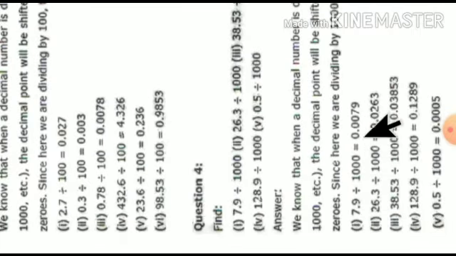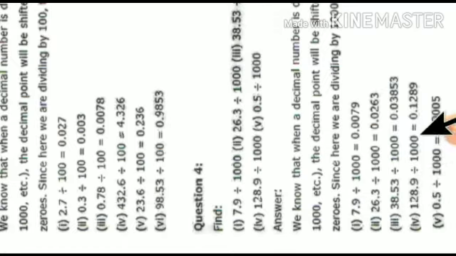7.9 divided by 1000 equal to, now this decimal will shift to the left side by 3 digits. Here 1 digit is already there. We want 2 digits more. So we will put 2 zeros. So 0.0079. 26.3 divided by 1000 equal to, here also 2 digits are given. We want 1 more digit. So 0.0263. Now 38.53 divided by 1000 equal to, here before point 2 digits are there. Here are 3 zeros. So we want 1 more digit here. So 0.03853. Whenever no digit is there, we will put 0.